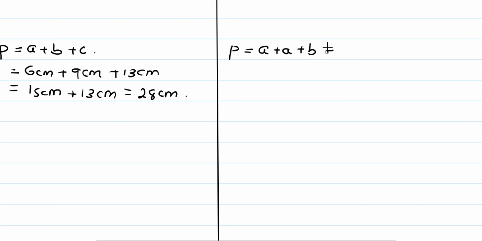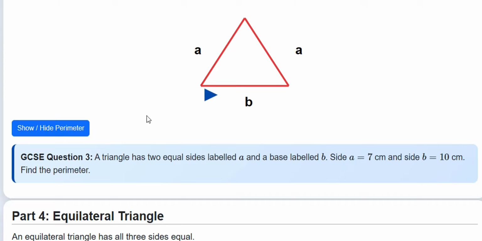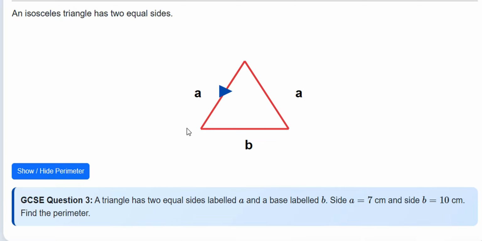So this then would be A plus A is 2A, then plus B. So to find the perimeter for this isosceles triangle, we need to take 2A plus B, where 2 is multiplied by these sides which are equal, and we know A is 7, then plus that side which is not equal, which is 10.